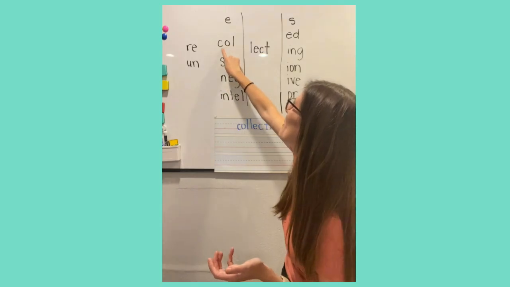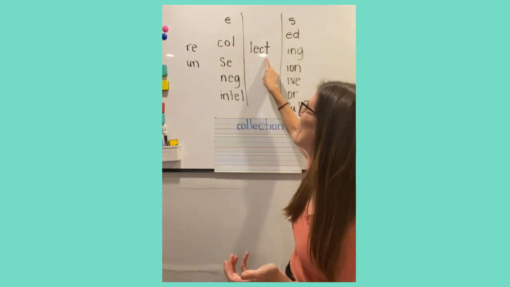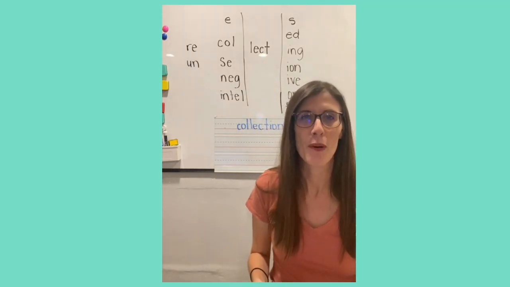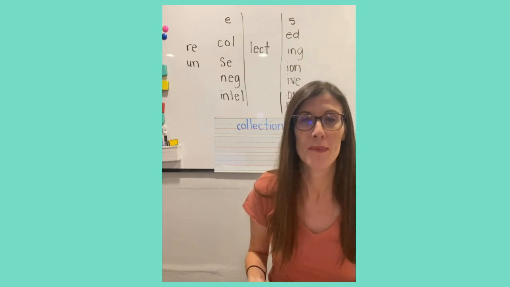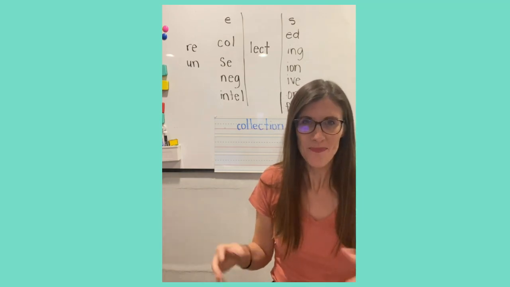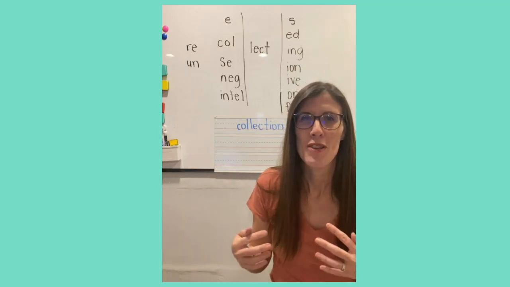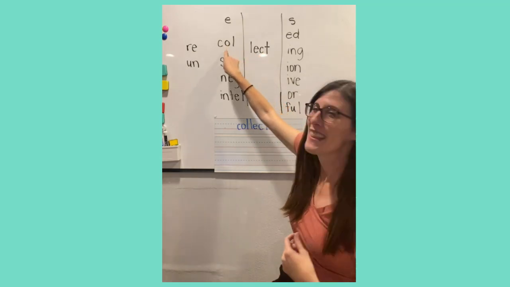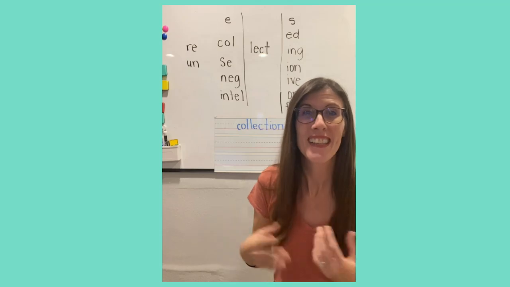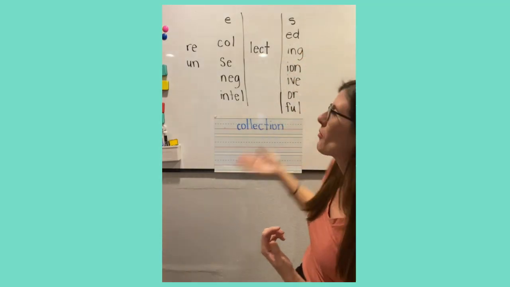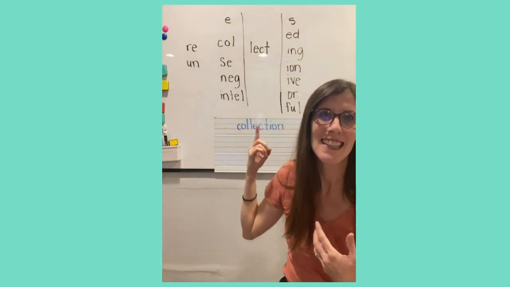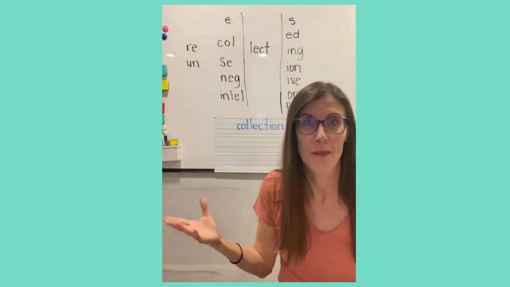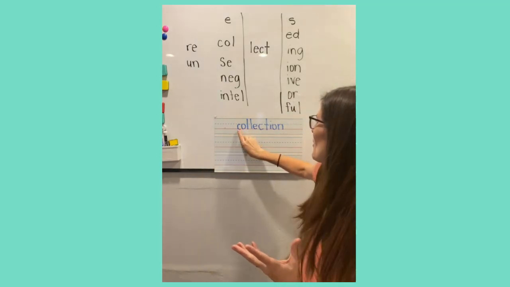So when we put COL with our base element, we get collect. COL is an assimilated form of the prefix COM, which means with or together. So let's think about that meaning. When you collect something, you really are gathering things together. So collect. Then we can take a look at which suffixes work. Collects, collected, collecting, collection, collective, collector. Again, not collectful.